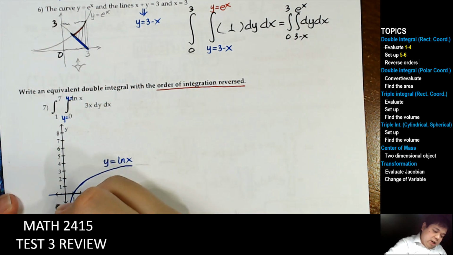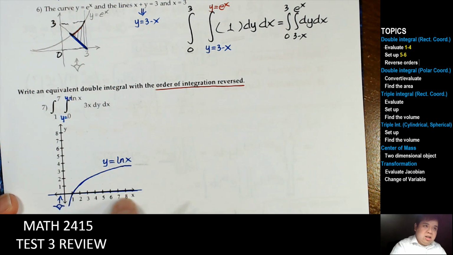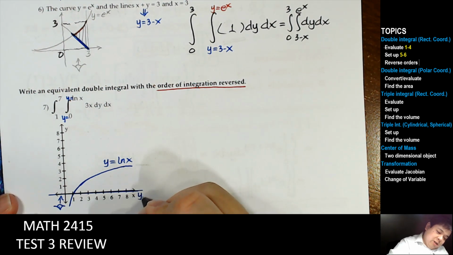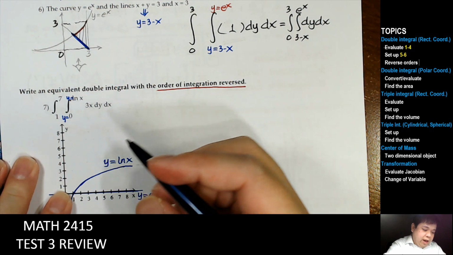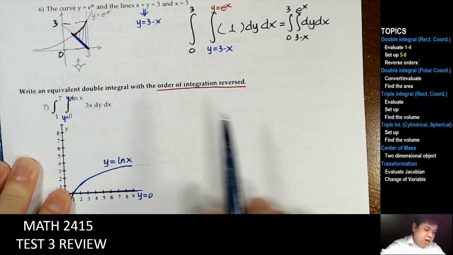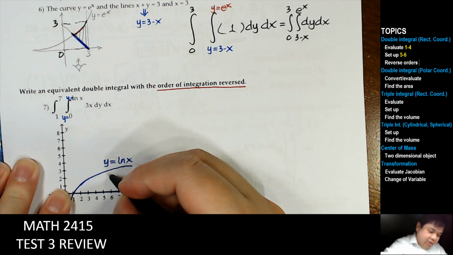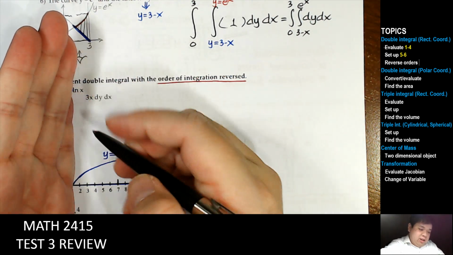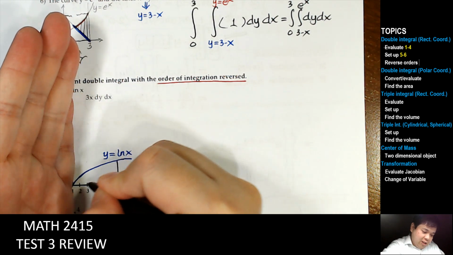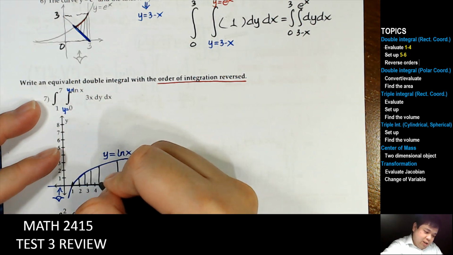So we have dy inside. We look along the y-axis. The first thing we see is this line, y equal to 0. And after that, we see ln of x. And, sorry, we have x from 1 to 7. So the region is between 1 and 7. So we talk about this one.